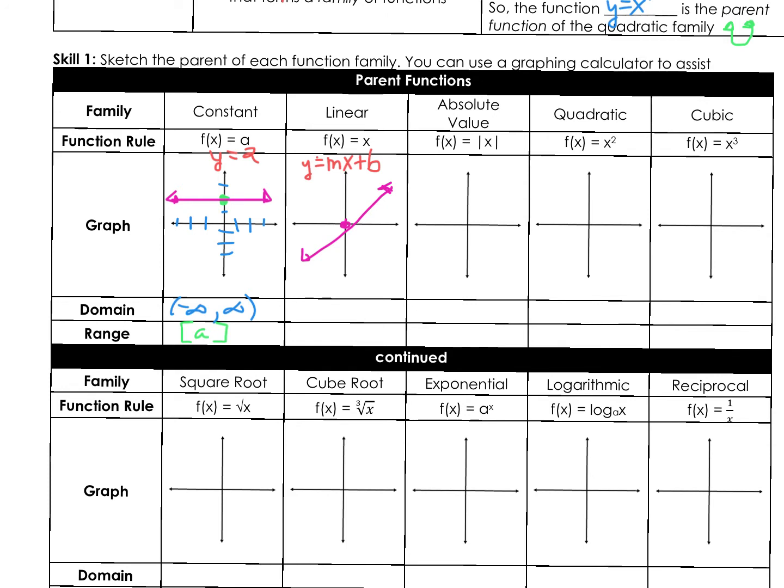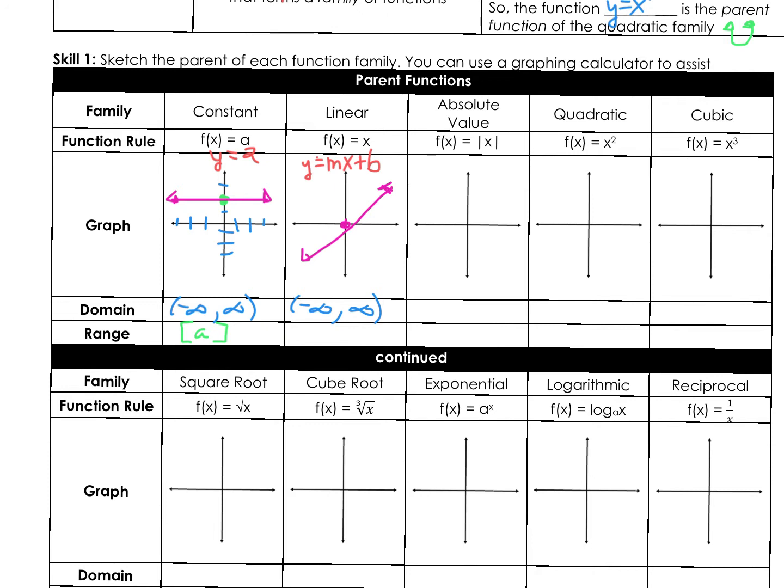Now our domain goes from left to right. So from left, this graph is going down and to the left forever, and it's going up and to the right forever. So our domain has no restrictions. Any x value, I can put any x value into here and it'll give me the same y value. Your x is exactly equal to your y.